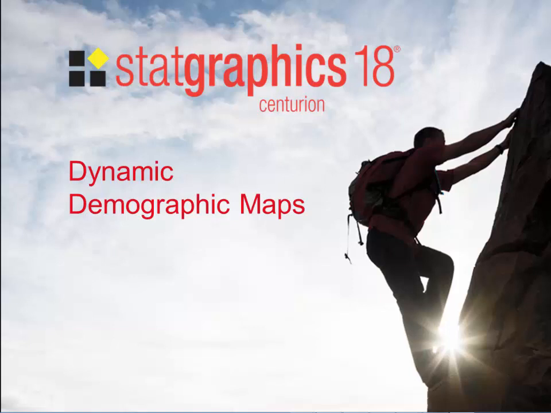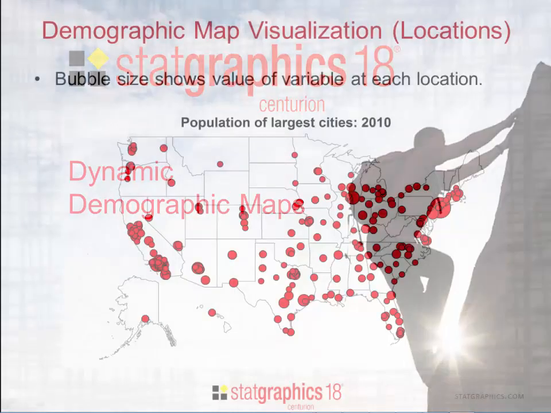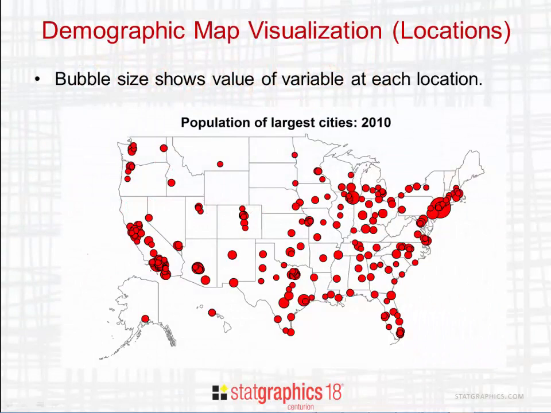This video describes the enhancements made to the dynamic demographic maps contained in Statgraphics 18. Statgraphics 18 can create three different types of maps. One type uses bubbles to show the value of a variable at various locations.